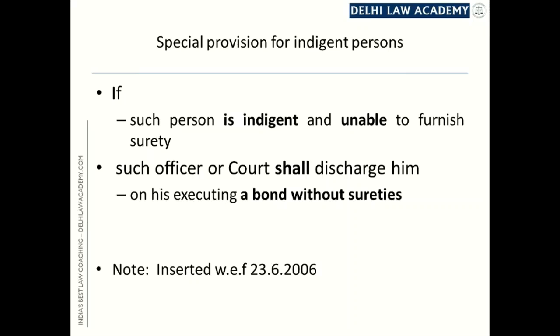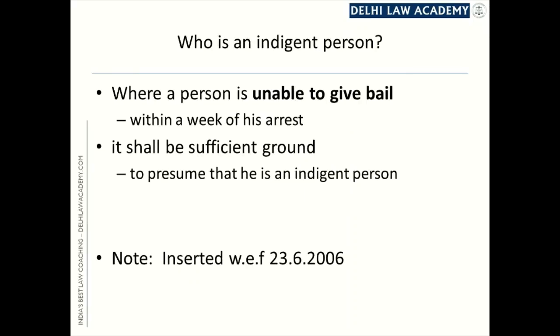This provision was inserted with effect from 23rd of June 2006. It is for the benefit of an indigent person, a poor person who is unable to furnish surety. But how does the officer or the court know that the person is indigent? If the indigency can be determined by other means, it's well and good. Otherwise, the section itself specifies a way by which such identification can be made.